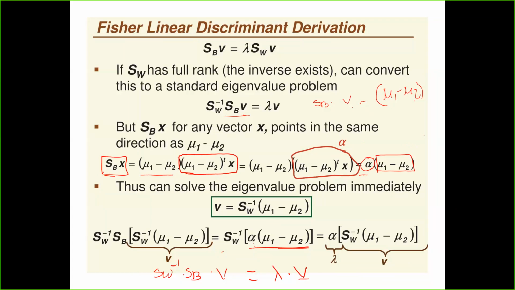So now we want to select V such that when you multiply V with SW inverse SB, we want to get some scalar times V. Okay, for which V that will happen is the question. All right. So let us take this V as SW inverse mu1 minus mu2.